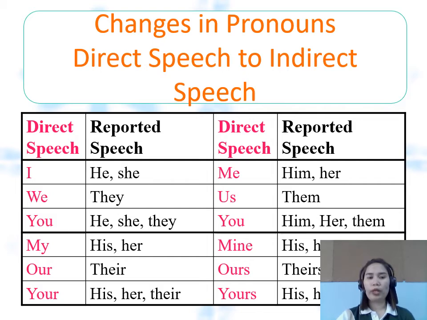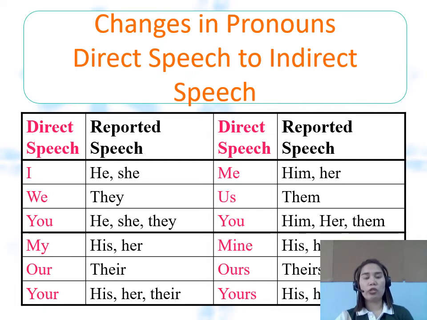Next, the pronoun we, so we have to change it into they. The pronoun you, so we have to use he, she for singular, and they for plural. Next is my, so you have to change it into his or her. Our, that is their. Your, so his and her for singular, and their for plural. Next we have the object pronouns. When we are using the pronoun me, we have to change it into him for male and her for female.